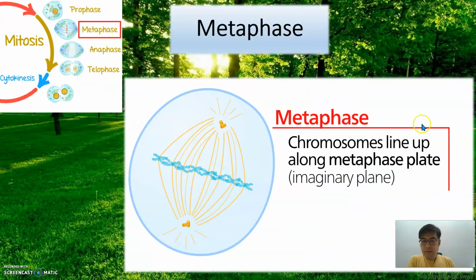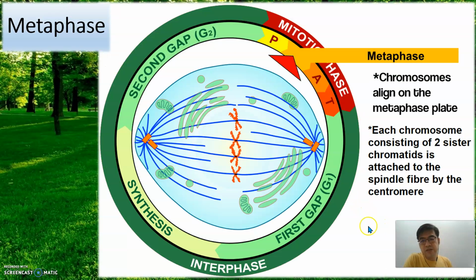Okay, and now we have come to the second phase of mitosis, which is the metaphase. So in metaphase, the chromosomes will line up along the metaphase plane. As you can see here in the middle, it forms a metaphase plate. It is also called the equatorial plane or the imaginary plane in the middle. So this is the more sophisticated diagram.